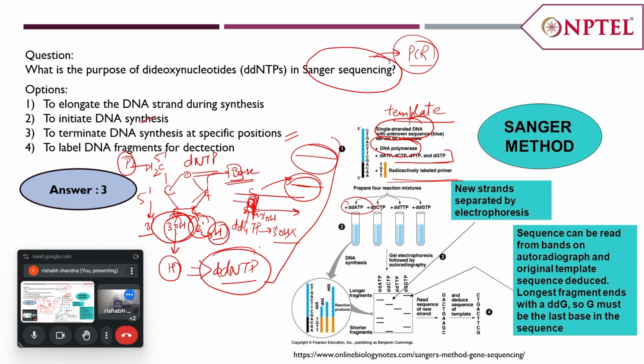And here what we do is, after adding these reagents in a single tube, we divide this particular reaction mixture into four tubes that contain different ddNTPs. So, for example, we have ddATP, ddCTP, ddTTP, and ddGTP. And these ddNTPs are added in a ratio that is 1 in 100. That means for every 100 dNTPs, there is one ddNTP.